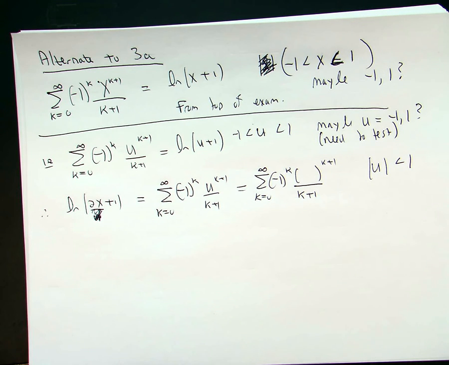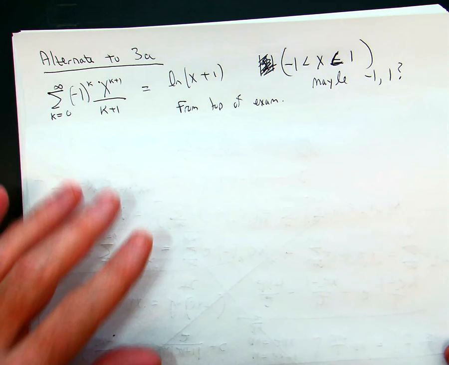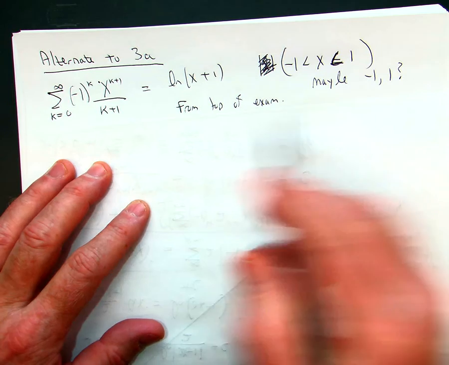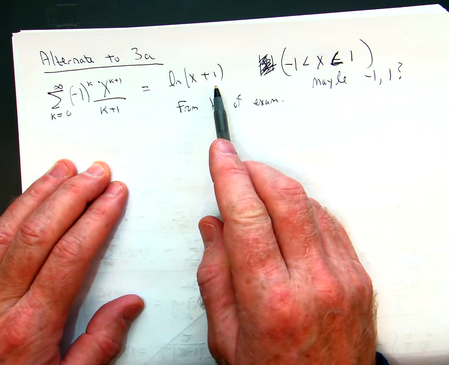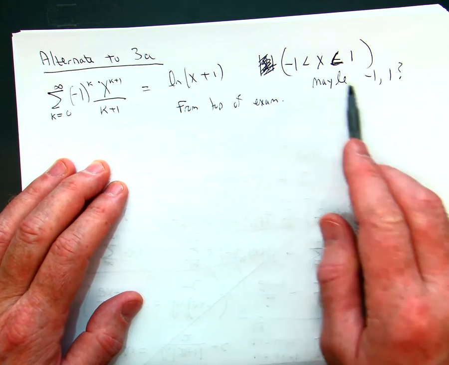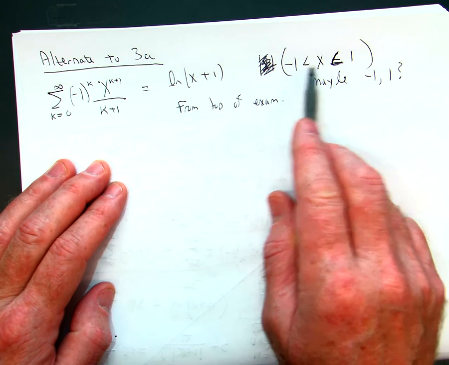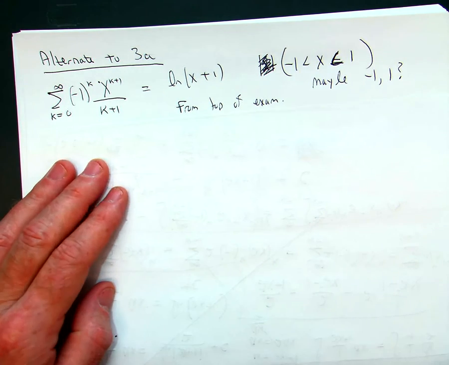Some of you came up with a different way of doing 3a, one that was different than what I intended, but it's actually easier. So basically, it starts out like this. From the top of the exam or from your notes, you knew that this series is the log of x plus 1, and that was valid for x less than 1 and greater than minus 1, and maybe at the endpoints. We're really not sure. The endpoints meaning where x is equal to minus 1, x is equal to 1.